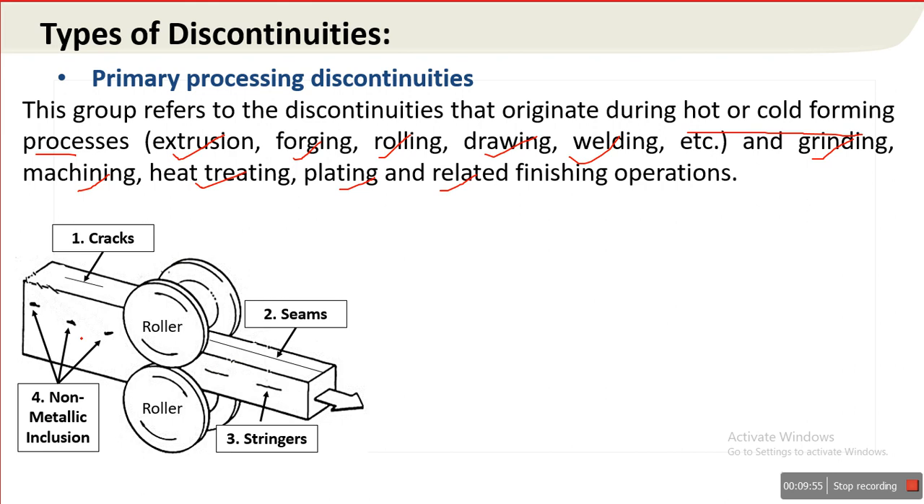Non-metallic inclusions, suppose any impurity trapped during the casting comes during the rolling and appears during the rolling, then it can be a primary processing discontinuity. Then stringers, these non-metallic inclusions are pressed in the rolling and convert into stringers. So these types of discontinuities may be there inside the component during this secondary processing.